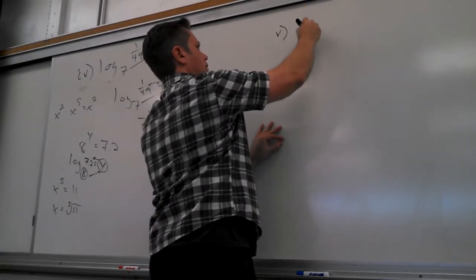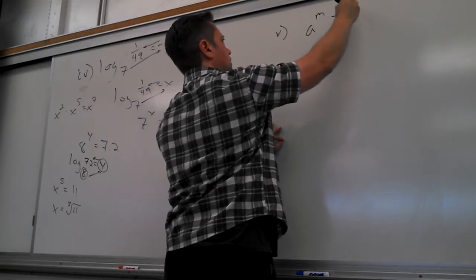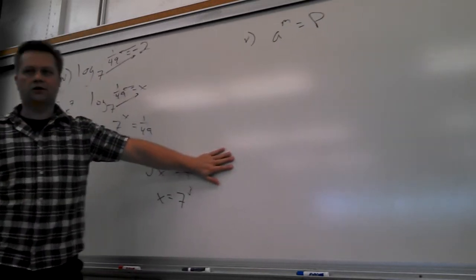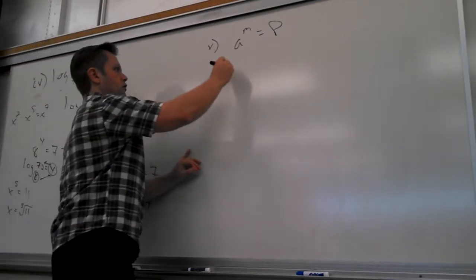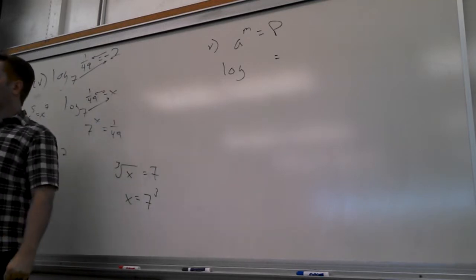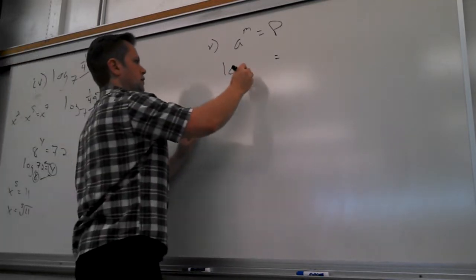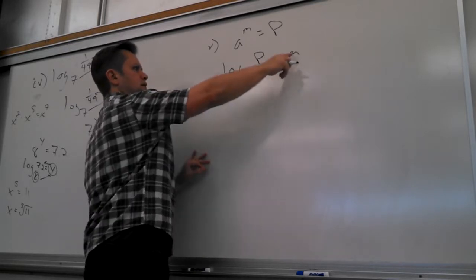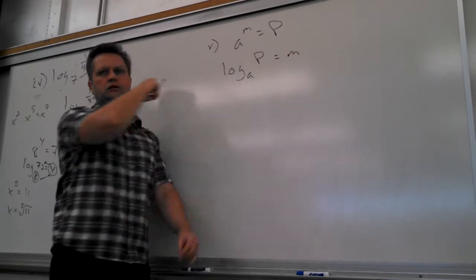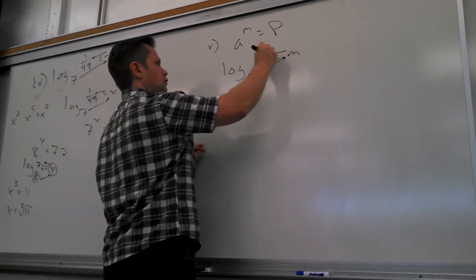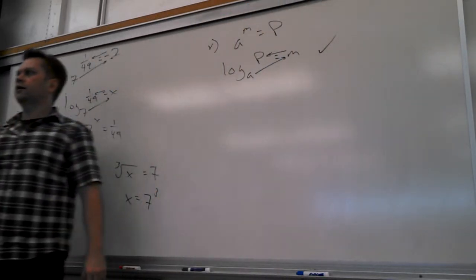So if I had a to the m equals p. No numbers at all. How do I write this in logarithmic form? Log a. Yeah, log base a, because that's the base, of p equals m. Because it takes m a's to multiply out to be p. Right? You can check yourself at the end. A to the m equals p. Check. That's what it says.